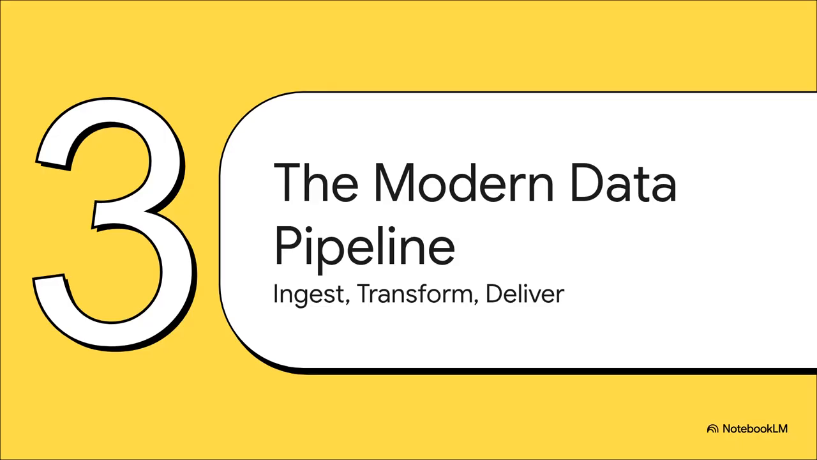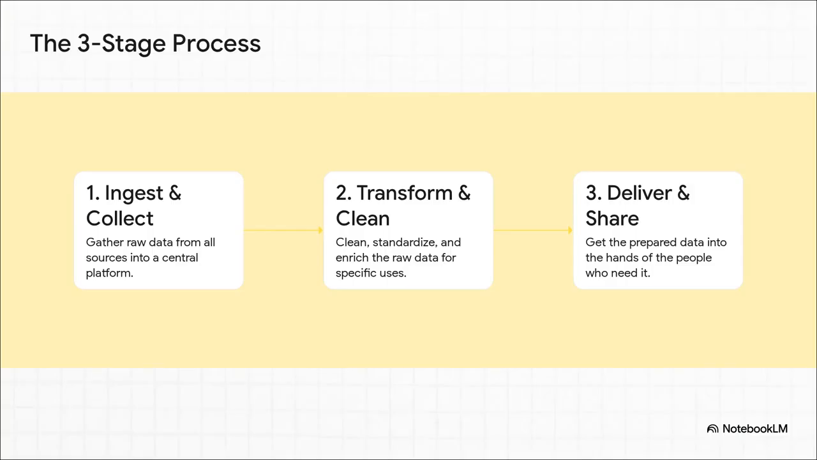Okay, so with that backstory, let's get into the nitty-gritty. How does a modern data pipeline actually work? When you boil it all down, it comes down to three key stages: ingest, transform, and deliver. Here's the framework. Nice and simple. First, you have to ingest and collect all that raw data. Second, you transform and clean it up so it's reliable. And third, you deliver and share that polished data with the people who need it to do their jobs.